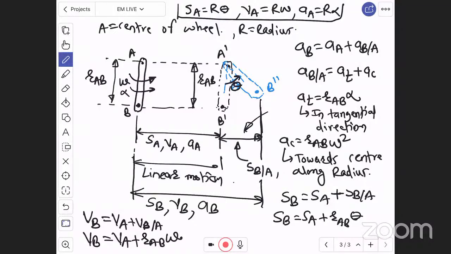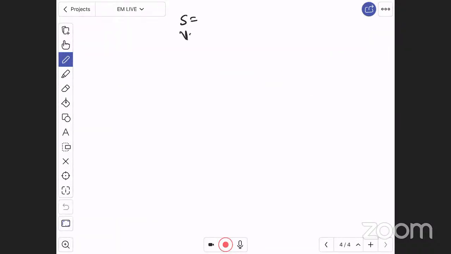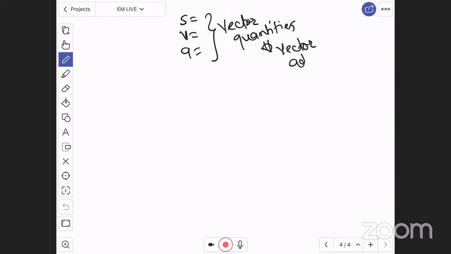Now let us go for the, and my dear students, we must remember displacement is a vector quantity, velocity is a vector quantity, acceleration is a vector quantity. All are vector quantities. Therefore there must be a vector addition of all of them.